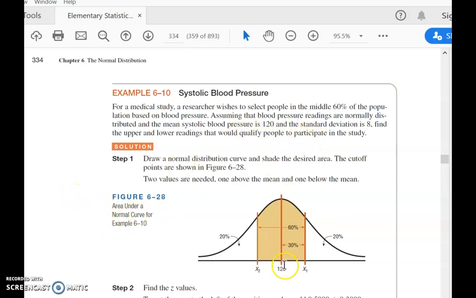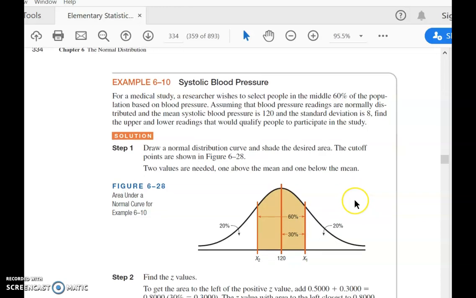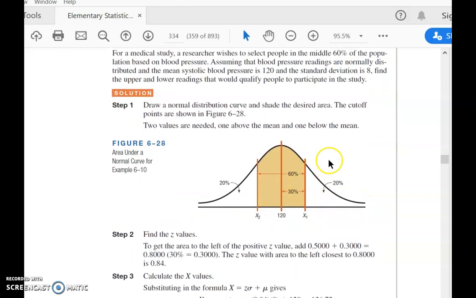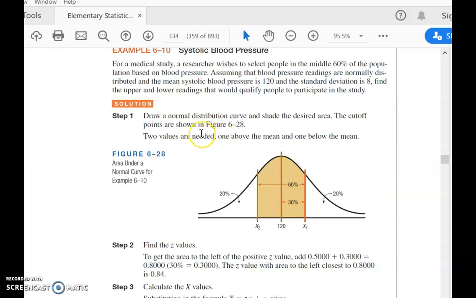Okay, so we have 120 as the mean, and the standard deviation is 8. Now we don't put the 8 in here anywhere. That comes into the formula when we calculate the Z value, so that's why you're not seeing it right here. So you draw a normal distribution curve. This is an example of why it's so important to draw these cartoons so you can figure things out. Otherwise you'd be nuts here.